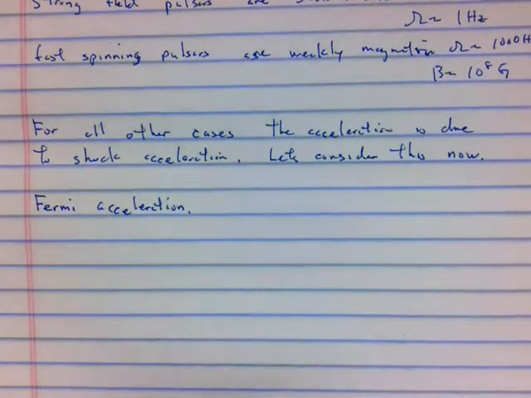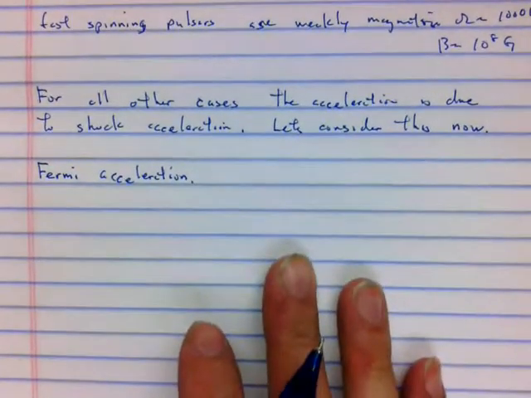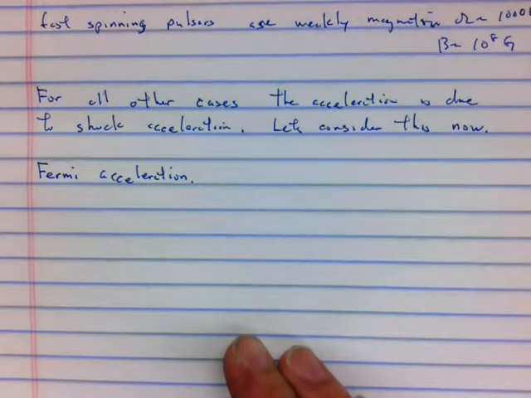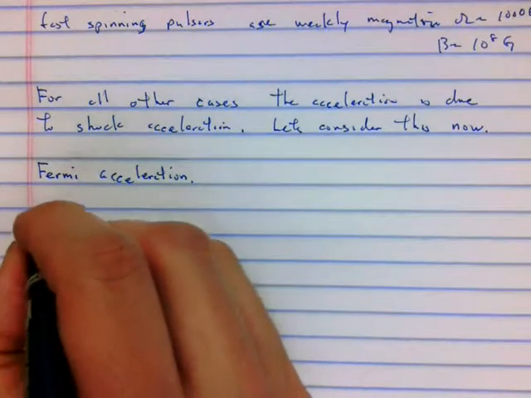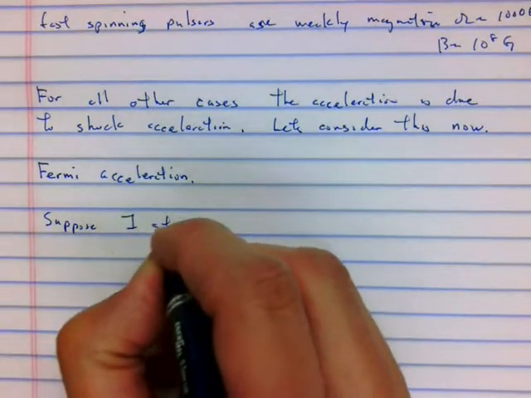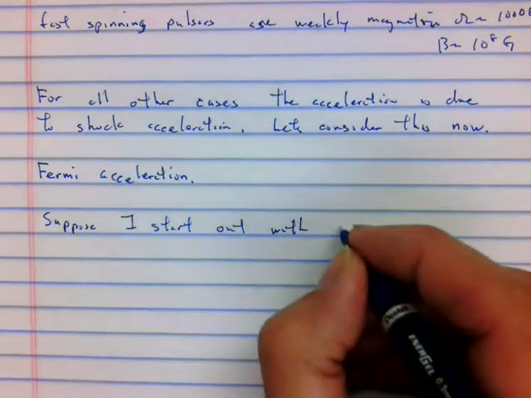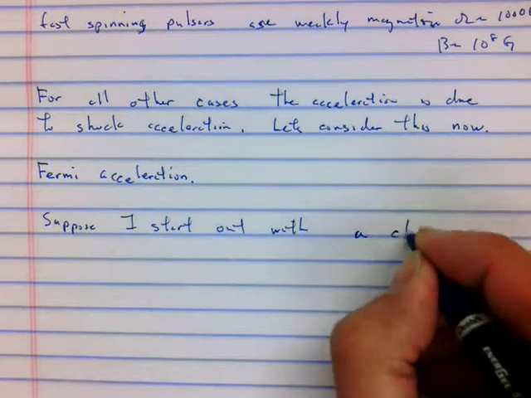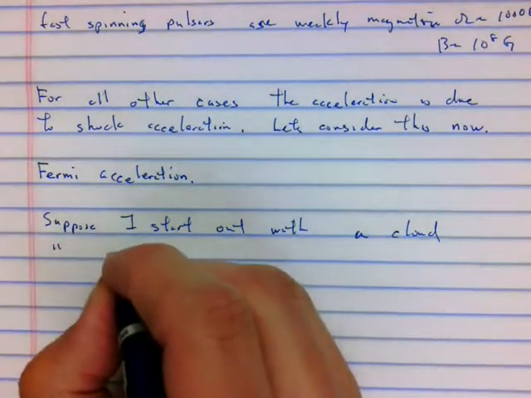Now, suppose for a second I start out with a cloud. Because in astrophysics, the entire galaxy can be thought of as basically a bunch of clouds, not even stars sometimes. Suppose I start out with a cloud. Now this cloud is moving.